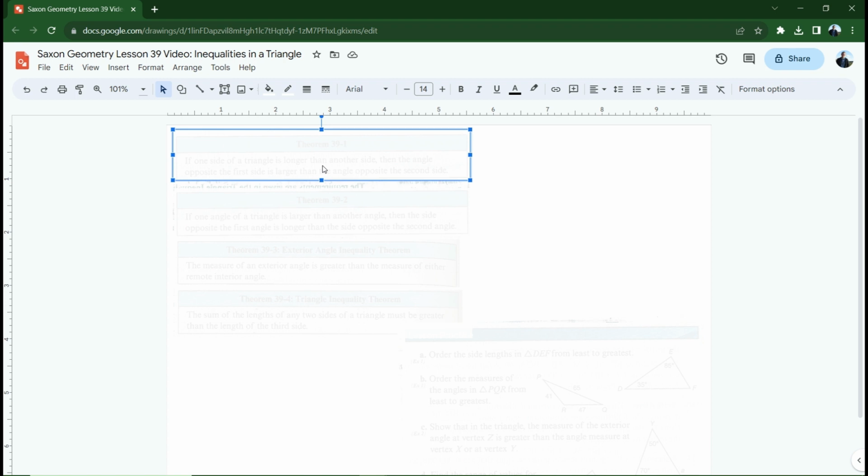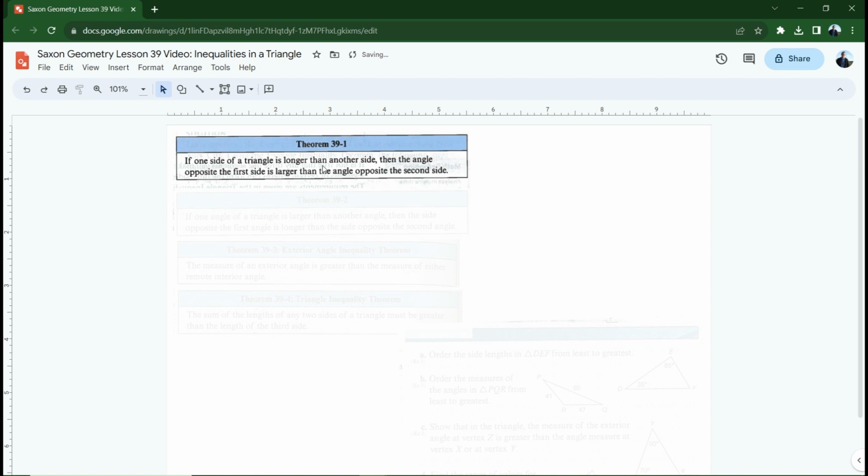Here's the first one. Theorem 39.1 states that if one side of a triangle is longer than another side, then the angle opposite the first side is larger than the angle opposite the second side. Does that make sense? The angle opposite the longest side of a triangle is the biggest. The angle opposite the second longest side is the second biggest. And the angle opposite the smallest side is the smallest angle.